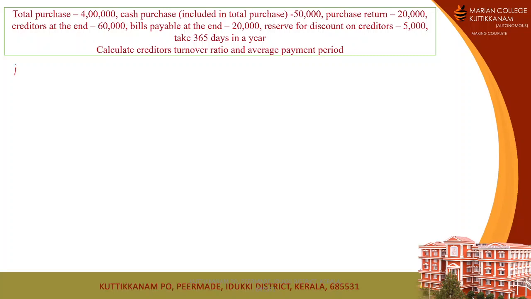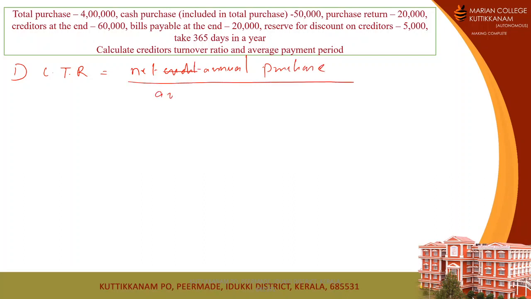First we will calculate what? Creditors turnover ratio. And what is the equation for calculating this creditors turnover ratio? It is net credit annual purchase divided by average creditors, right?